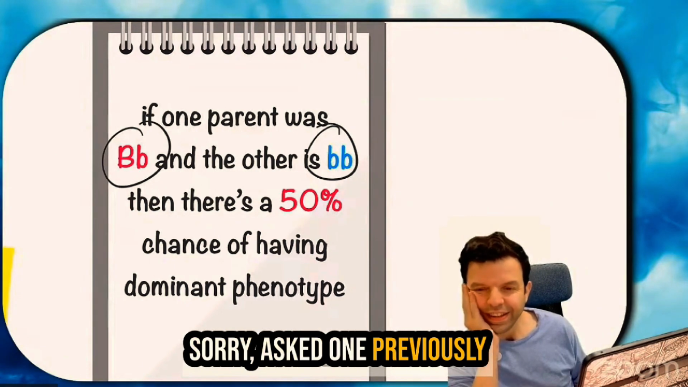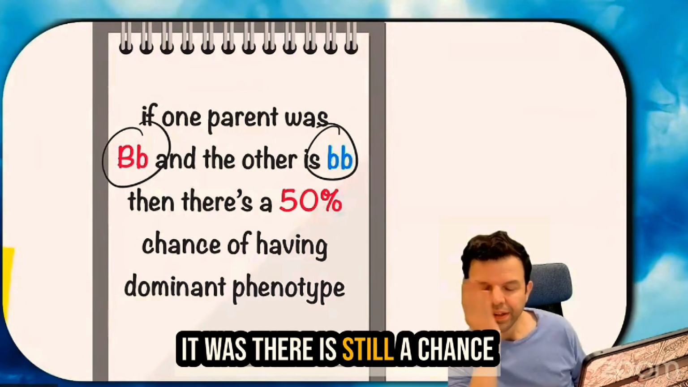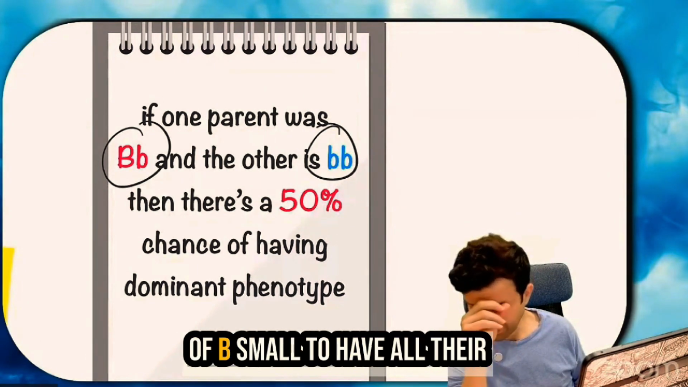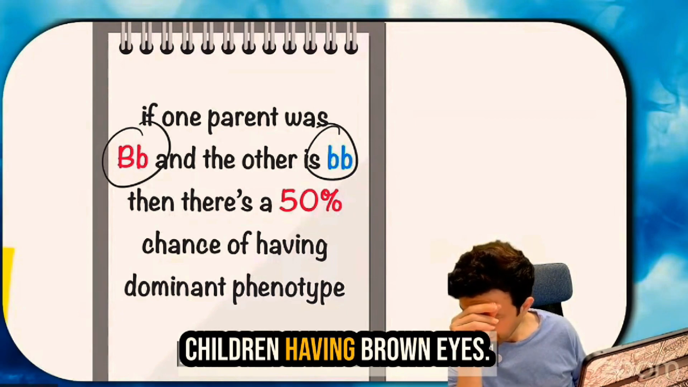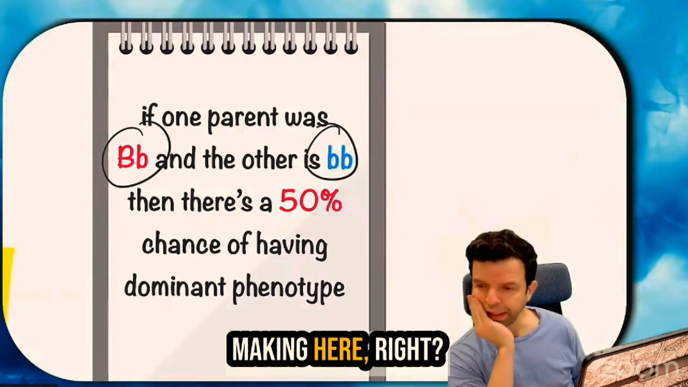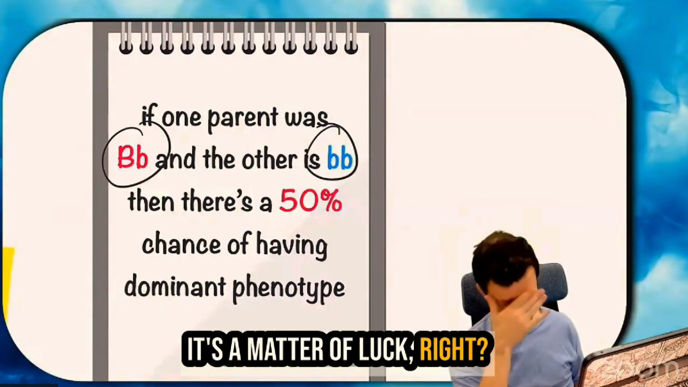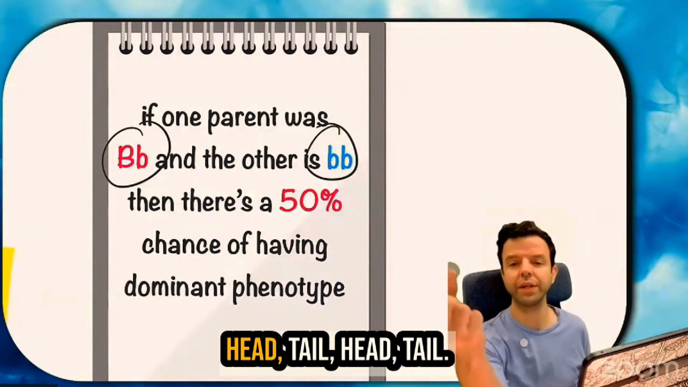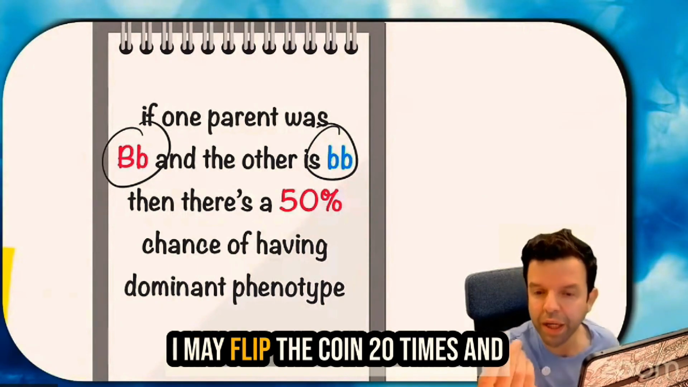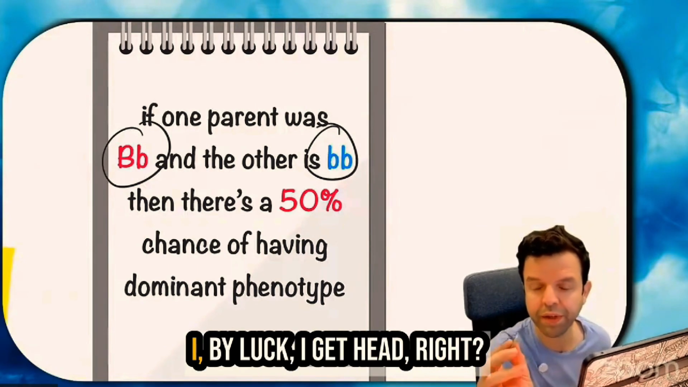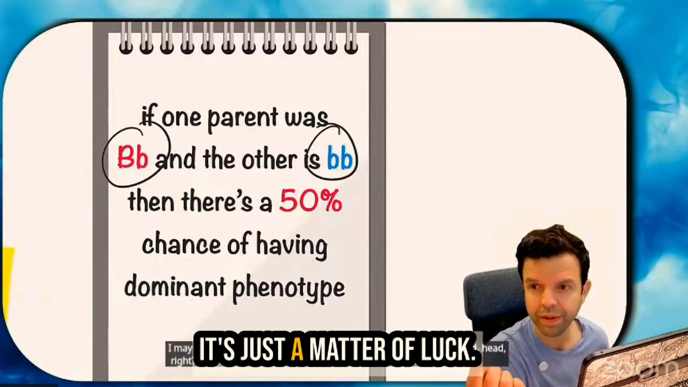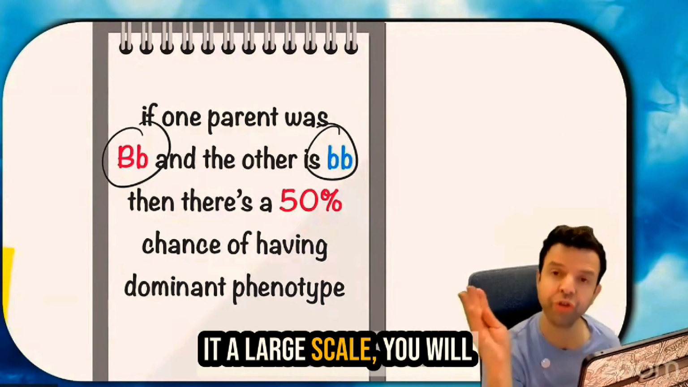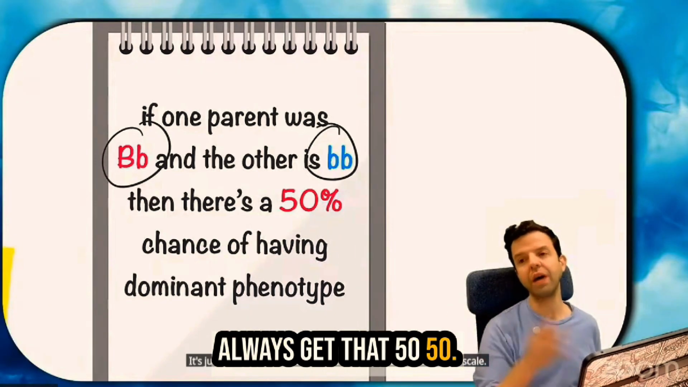Sorry. I asked one previously. It was, there is still a chance for a parent with capital B small B, and another parent with B small, to have all their children having brown eyes. That's a good point you're making here, right? It's a matter of luck, right? It's like if you have head and tail, head, tail, head, tail. I may flip the coin 20 times and by luck, I get head, right? It's just a matter of luck. But nonetheless, if you do it on a large scale, you will always get that 50-50.